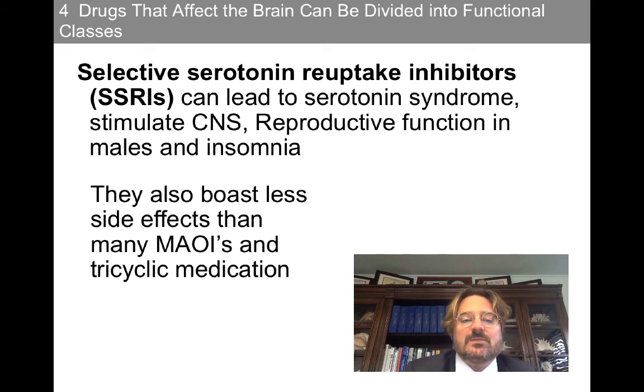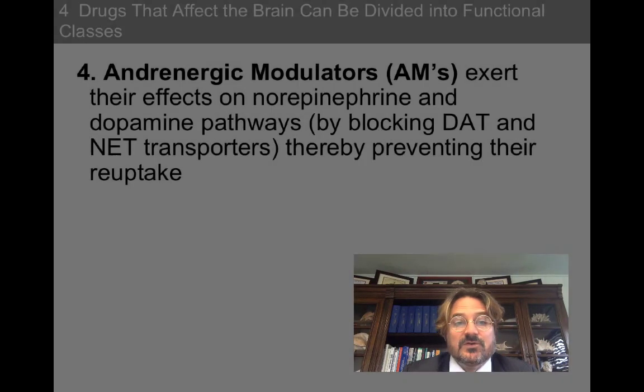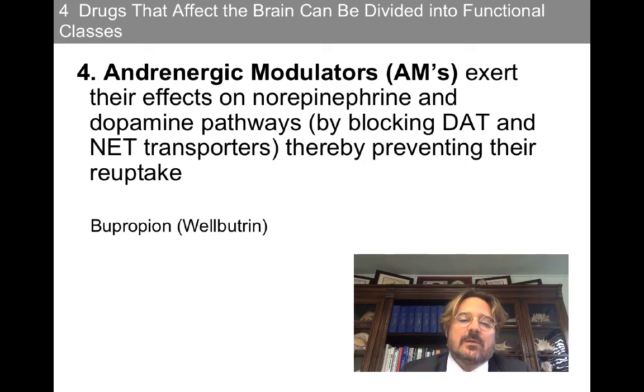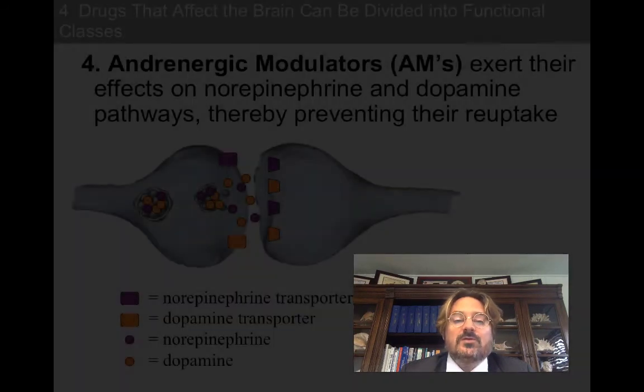But generally speaking, they boast fewer side effects than many MAOIs and tricyclic medications, which makes them in some ways easier to prescribe. Now, AMs, or adrenergic modulators, exert their effects on norepinephrine and dopamine pathways by blocking dopamine transporters and norepinephrine transporters, which are both in the presynaptic membrane, thereby preventing the reuptake. The classic example of this is going to be Wellbutrin.